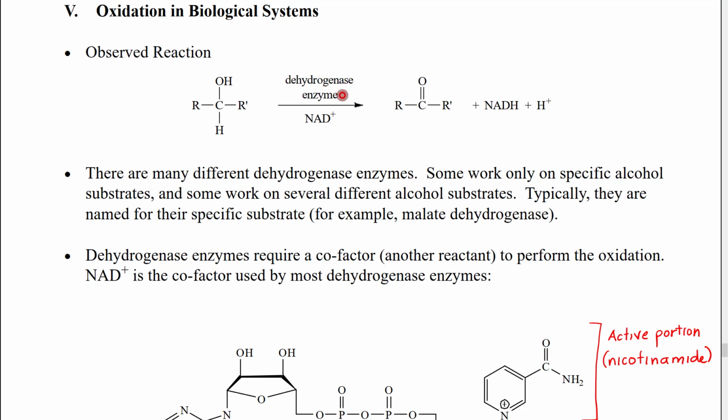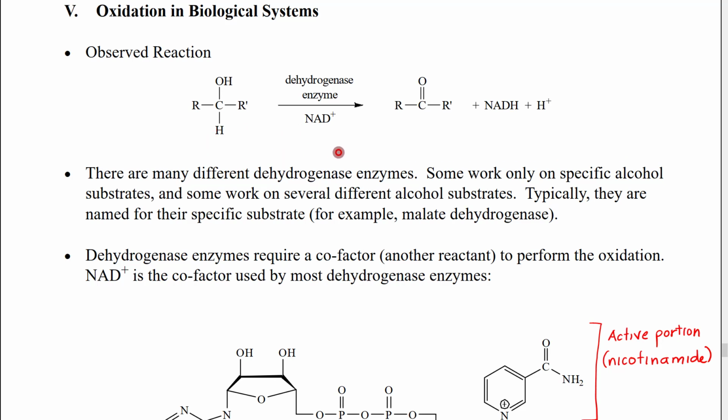Dehydrogenase enzymes don't work by themselves, however. They need another reactant. That reactant is actually going to be what removes the hydrogen minus. The reactant for a dehydrogenase enzyme, in most cases, is a molecule whose name is abbreviated NAD positive, NAD plus. These reactants are called enzyme cofactors.